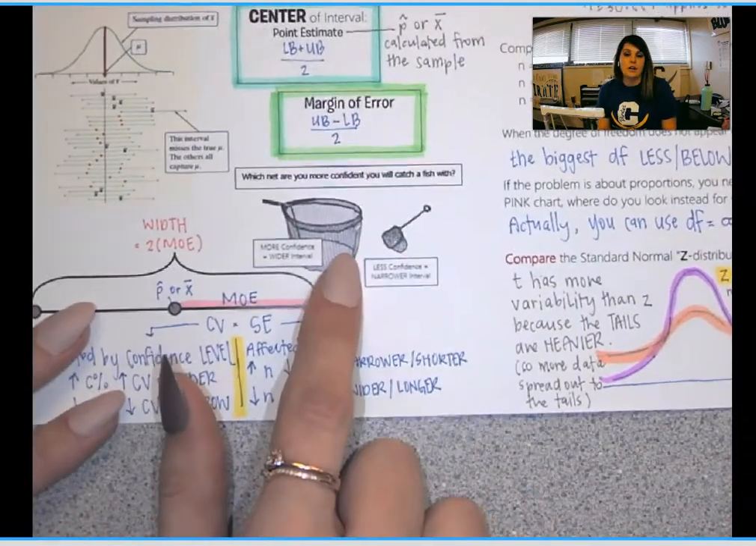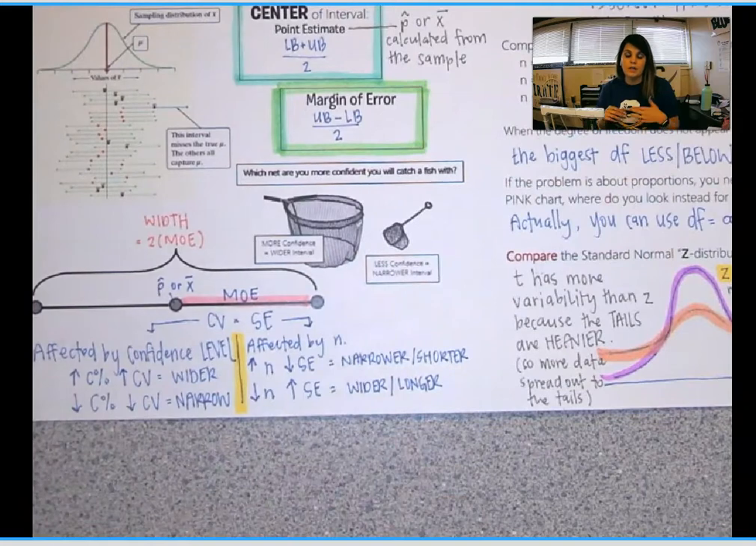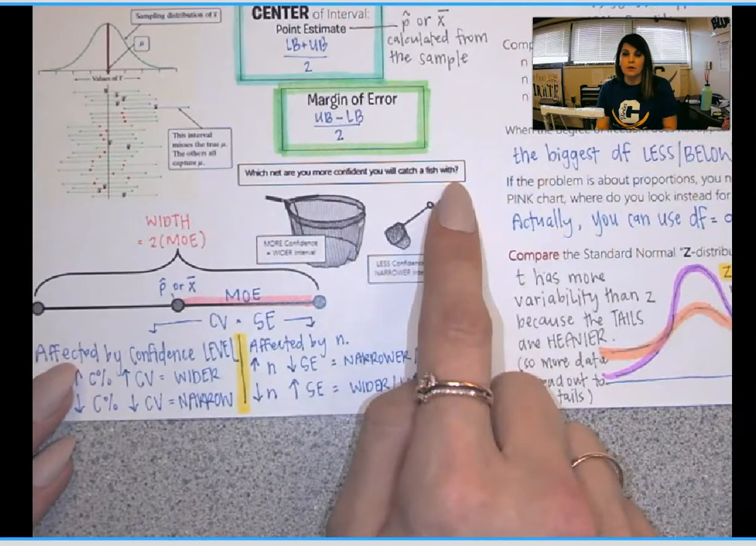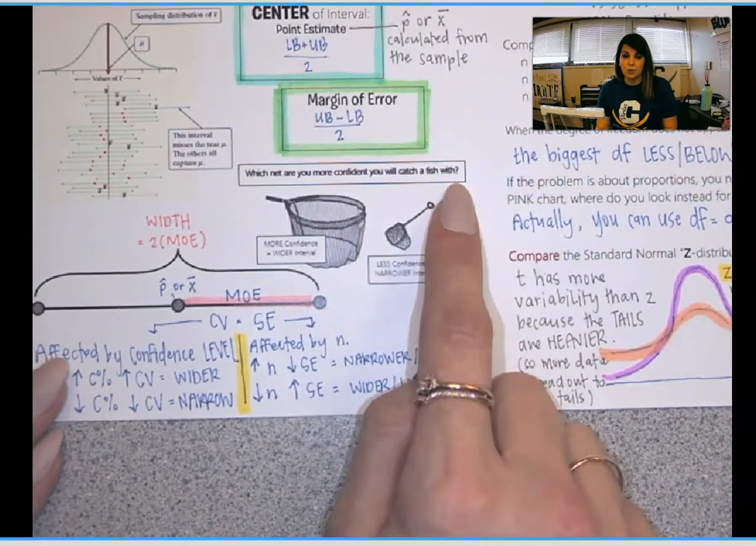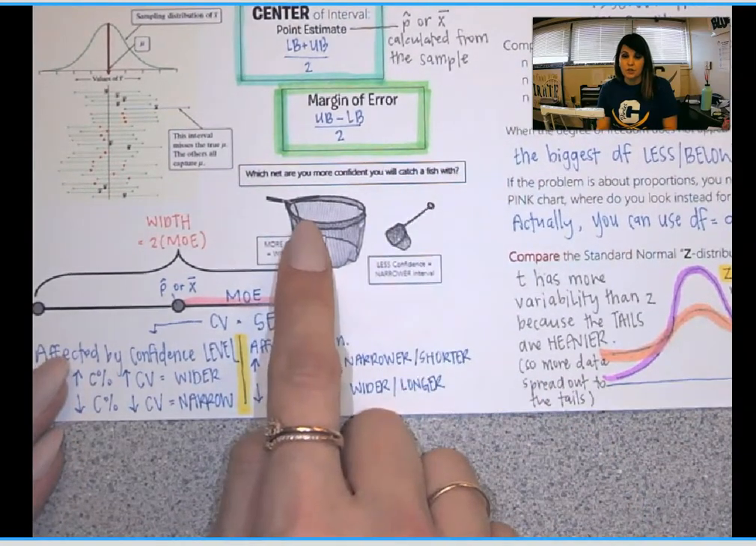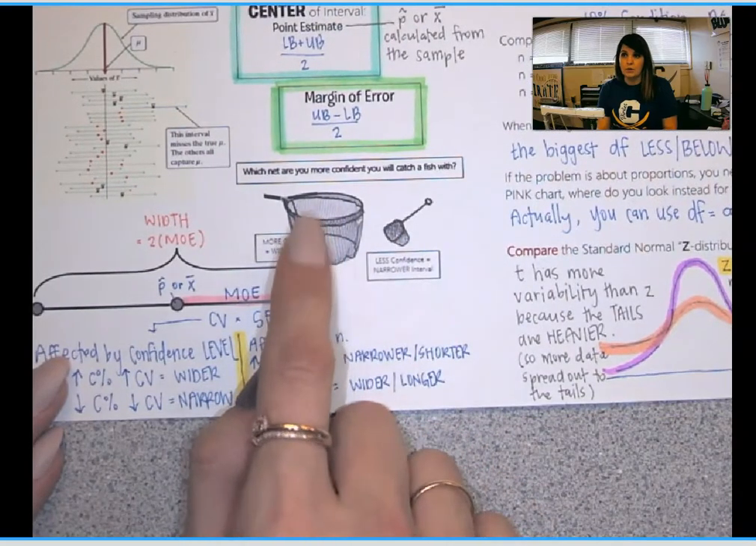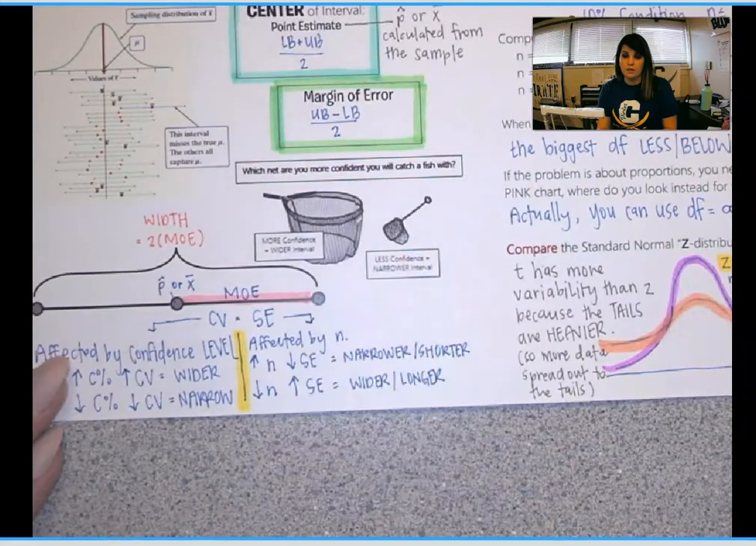This picture here I thought was a really great graphic of why the interval is wider when you have more confidence. So which net are you more confident you would catch a fish with? Well, this guy, for sure. This guy, not as much. And notice how much wider this one is than this one.